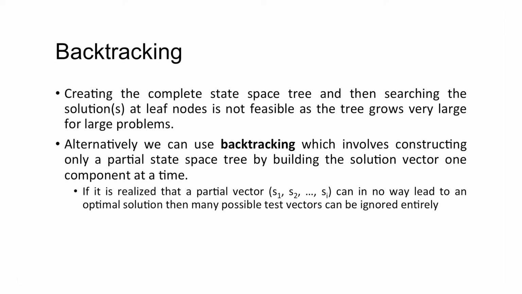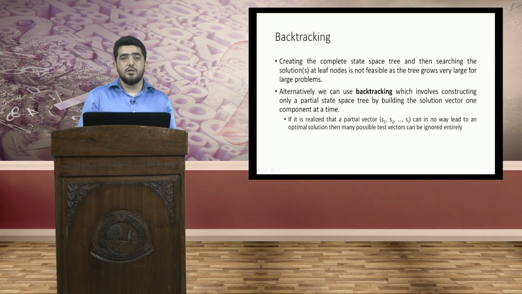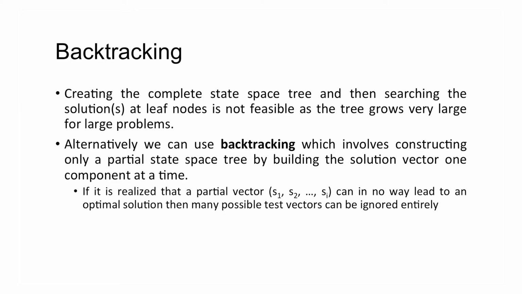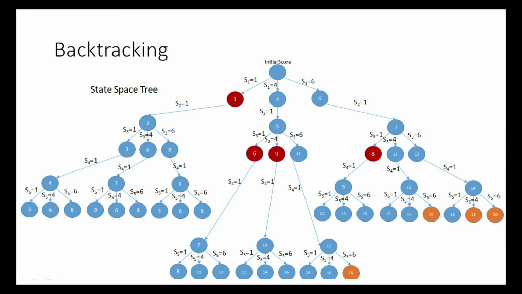If we realize that a partial vector, the partial solution that we have constructed so far, cannot lead to an optimal solution, then many possible vectors can simply be ignored by not following or searching the state space tree. Now, as I've shown in the slide here, these are some of the nodes where it is very clear that following further searches for these nodes, the nodes marked as red, is pointless. So once we have reached these red nodes, it is obviously clear that we will not keep on searching the state space tree onwards from this red node onwards.